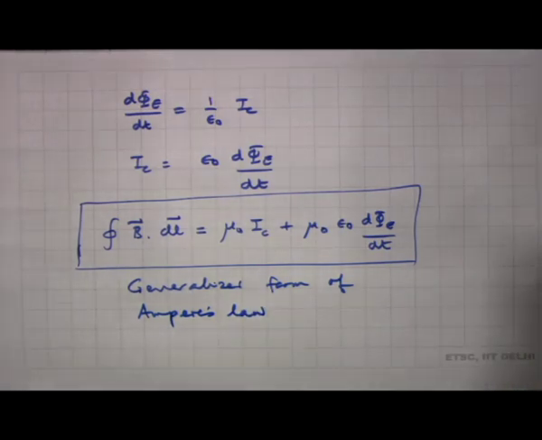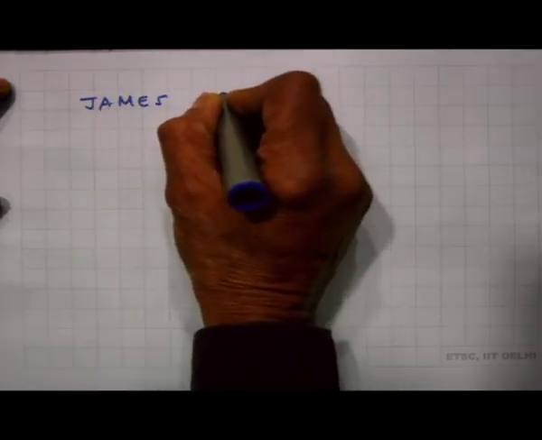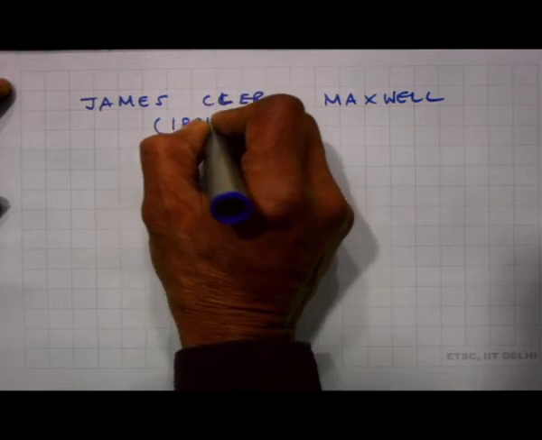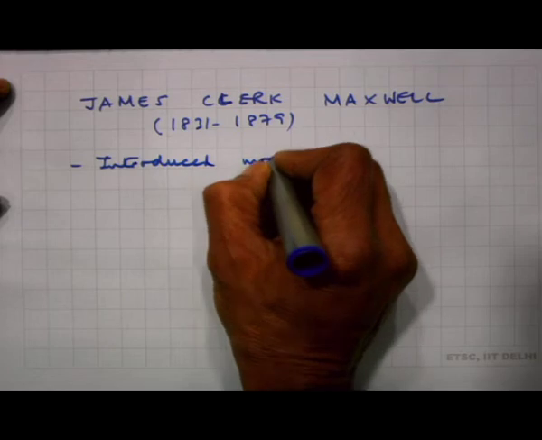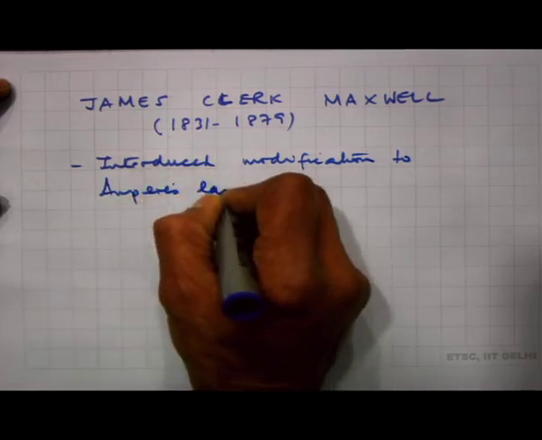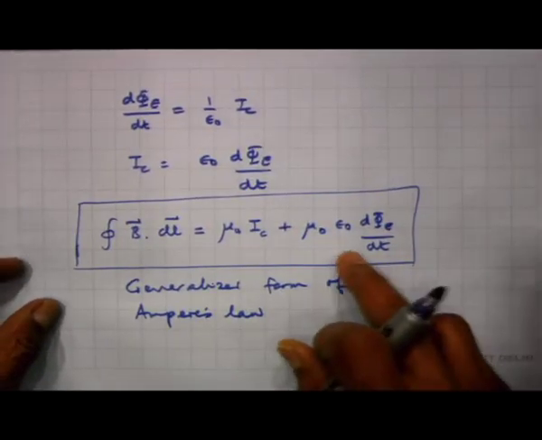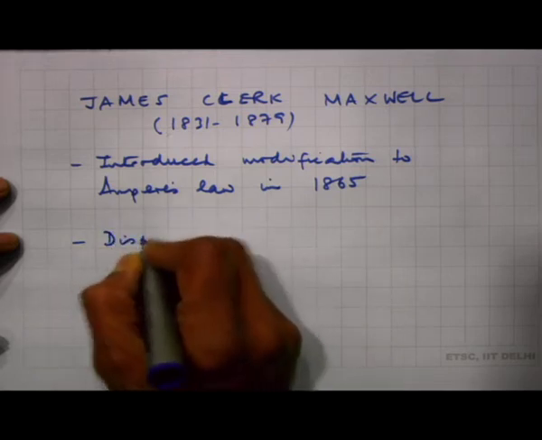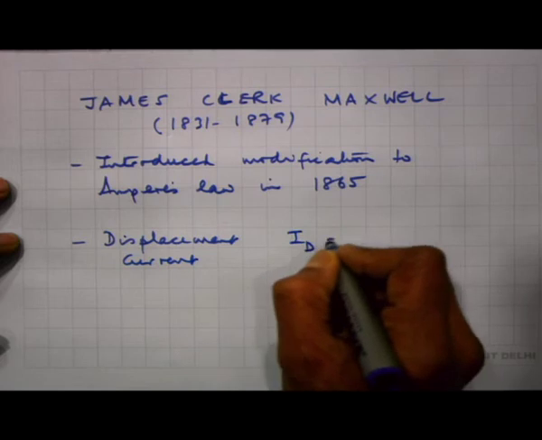This term was introduced by James Clerk Maxwell in the year 1865. He introduced a modification to Ampere's law in 1865, and this term is referred to as the displacement current. This term which is coming here is called the displacement current, and that happens to be equal to conduction current in this case. So, this is called the displacement current, I d, epsilon 0 d phi E by dt.